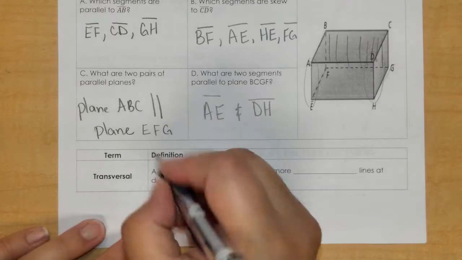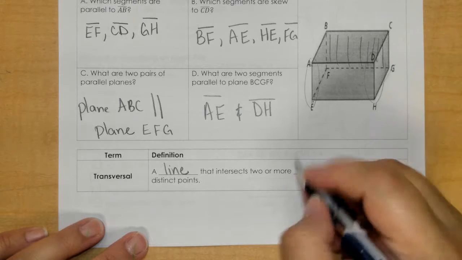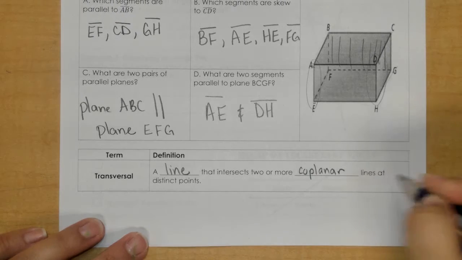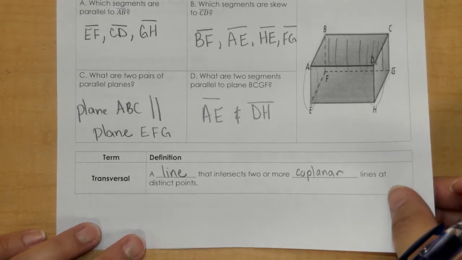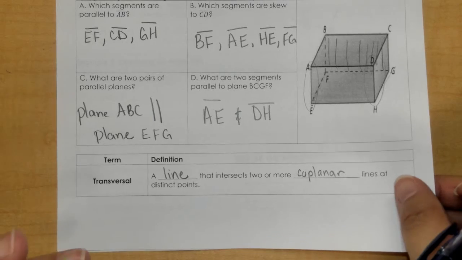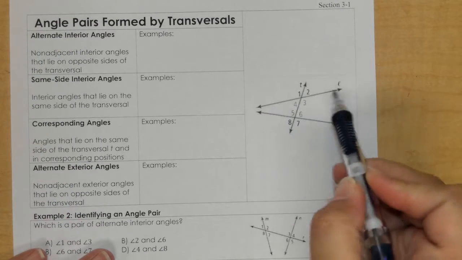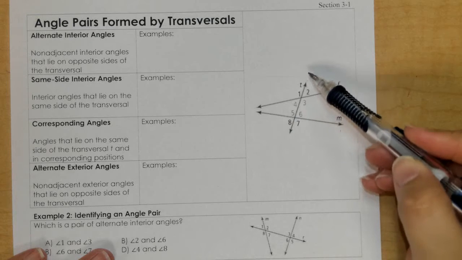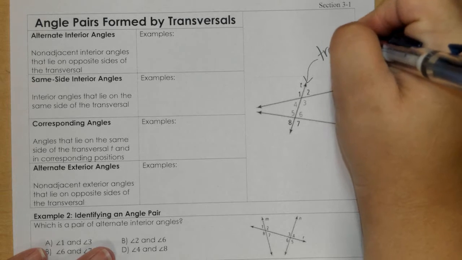Okay, a transversal is a line that intersects two or more coplanar lines at a distinct point. So let me show you an example of what that would look like in the next part. So right here we have these two lines in the same plane, line L and line M. And this line right here, line T, this is the transversal.